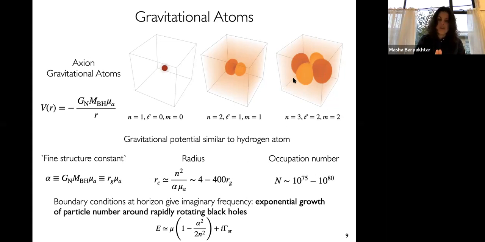So that gives you an imaginary frequency in your energy because it's breaking the hermiticity of the problem, and you get exponential growth of particle number as long as the superradiance condition is satisfied. So the energy of each particle is given by its mass minus its binding energy, just like for hydrogen. But now you have this small imaginary part, which is the superradiance rate, that can be positive or negative depending on if the angular phase velocity of the particles in the cloud is smaller than or greater than the angular velocity of the black hole horizon.